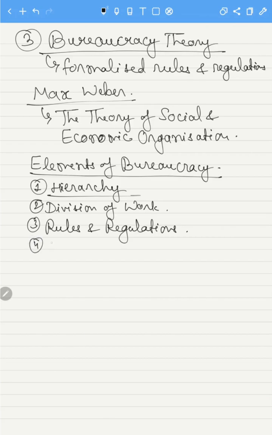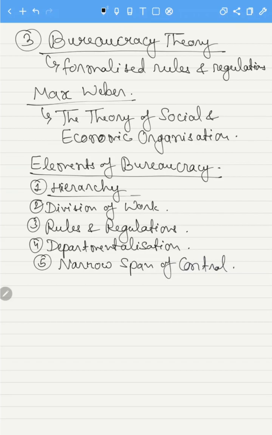The fourth element of bureaucracy is departmentalization, which says that similar tasks and activities are grouped into functional departments. The fifth element is narrow span of control. This states that no single executive should have many subordinates under his guidance. This is due to the fact that he can supervise employees of his department only. Narrow span leads to efficiency.